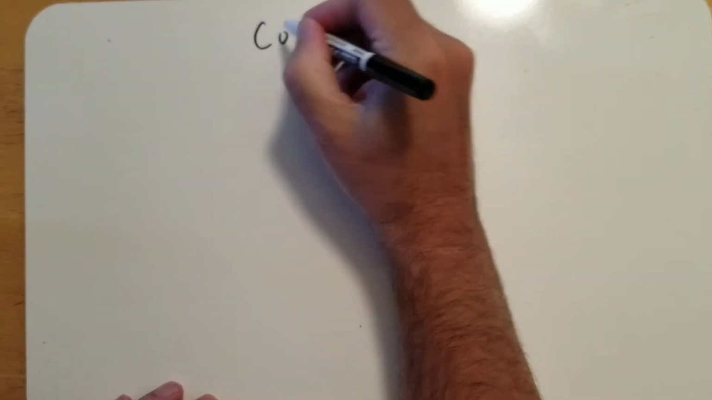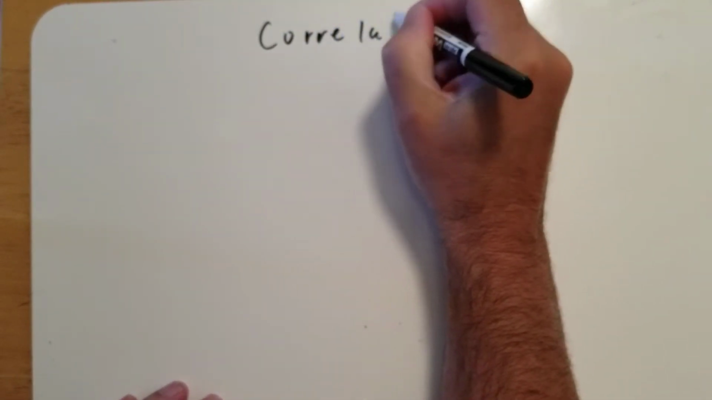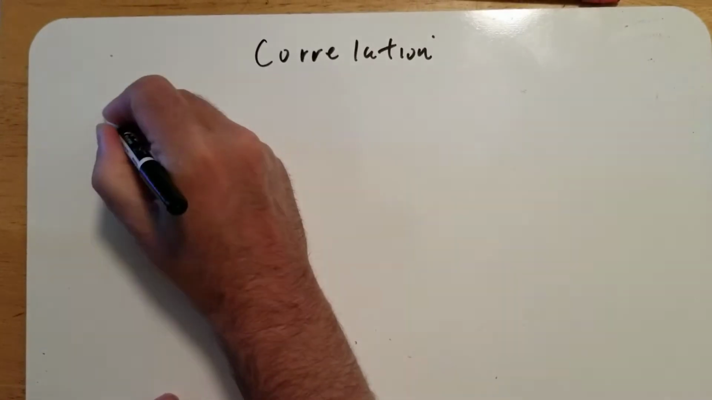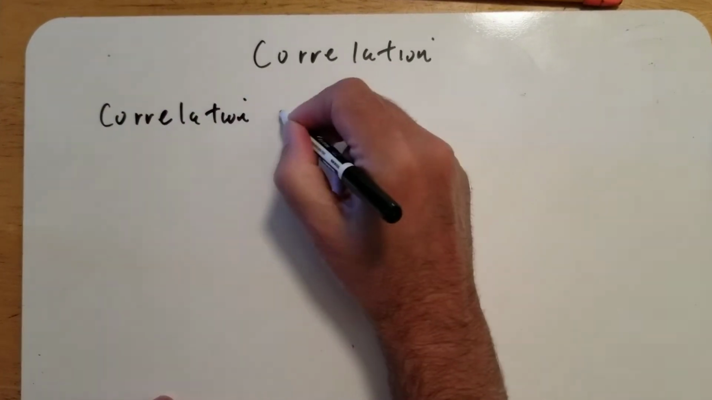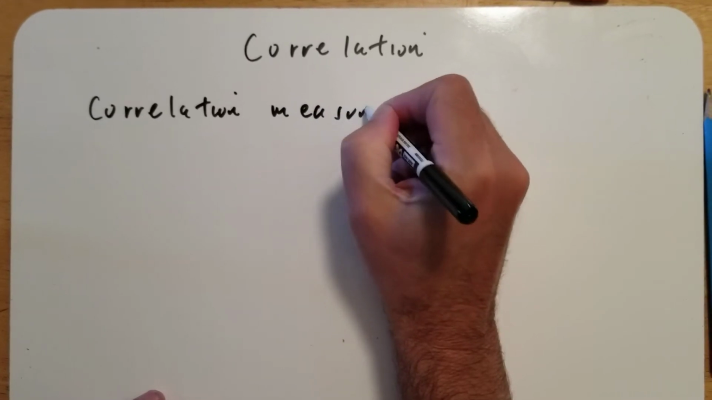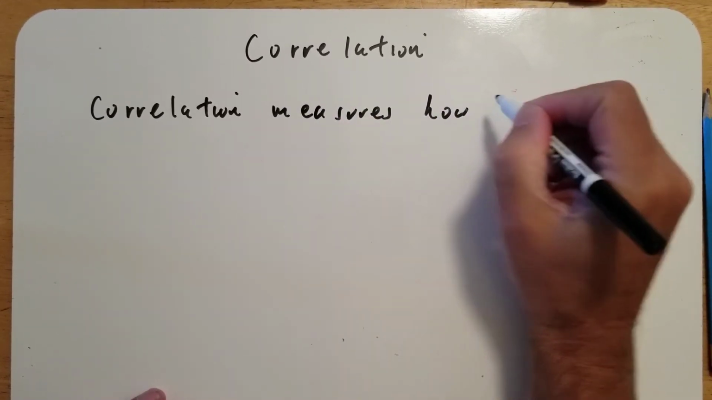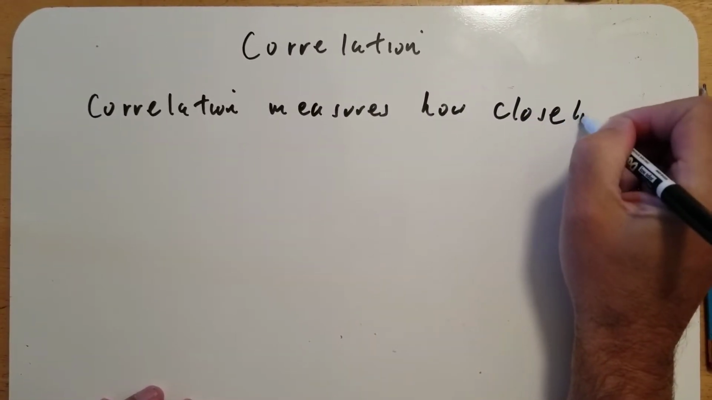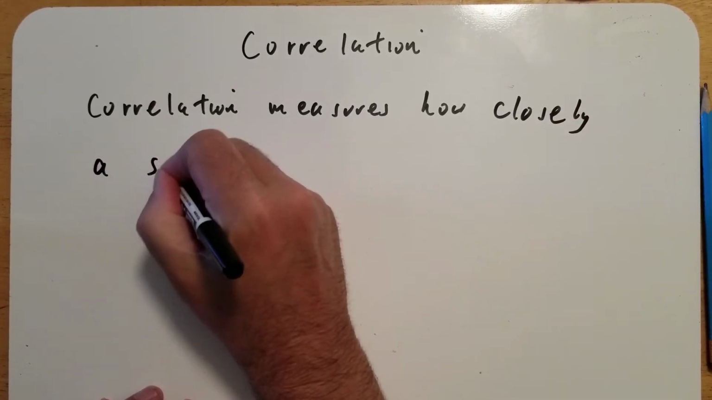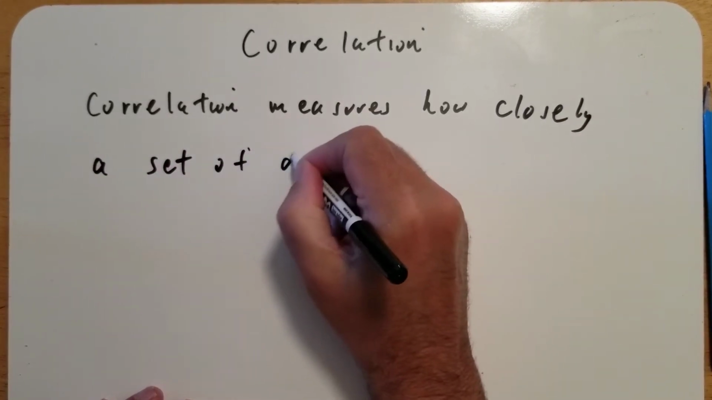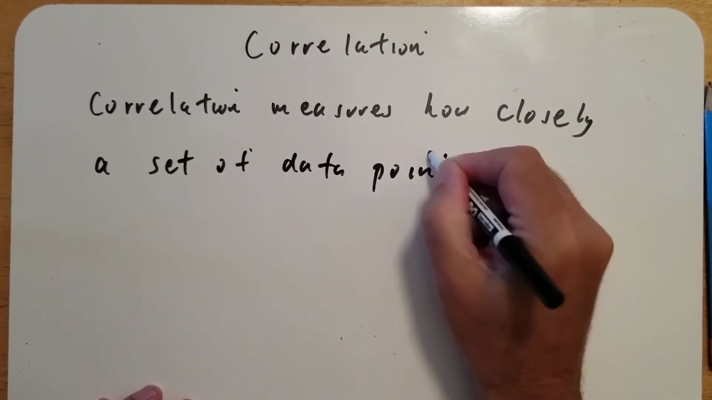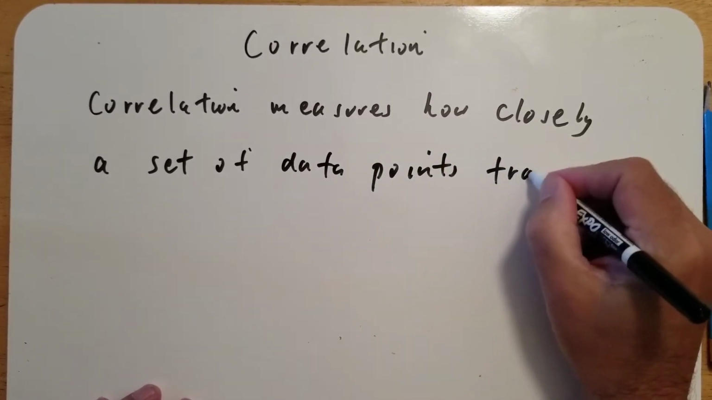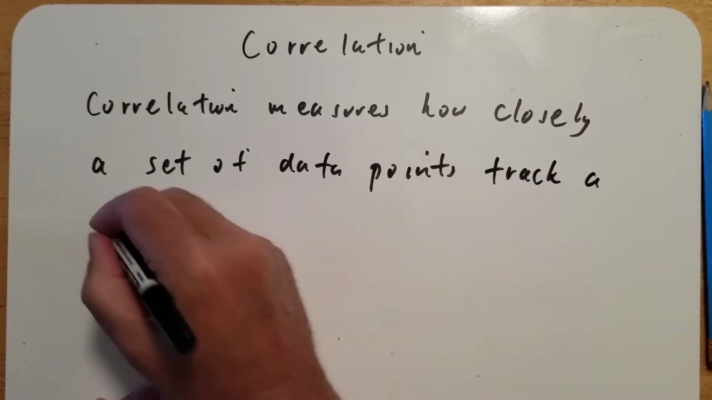I want to talk about correlation. And correlation measures how closely a set of data points track a straight line.